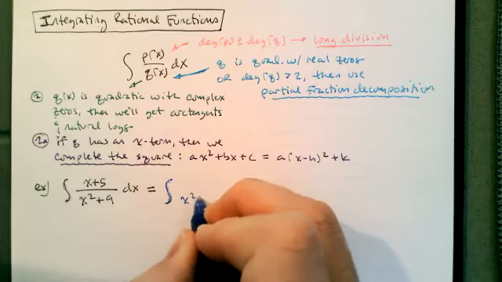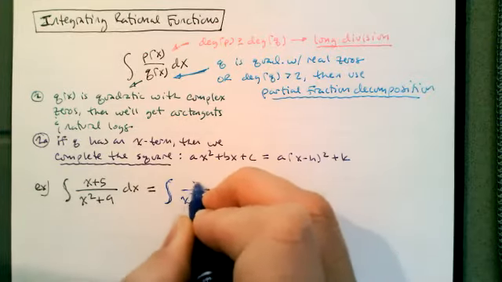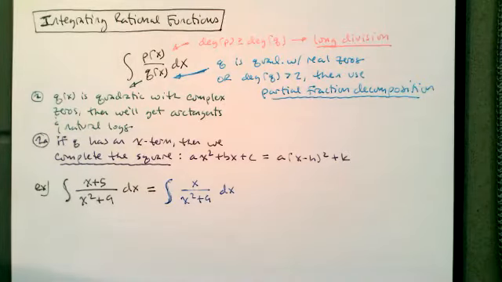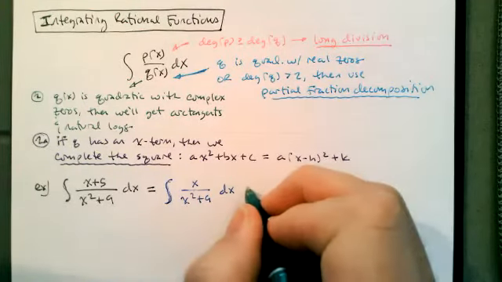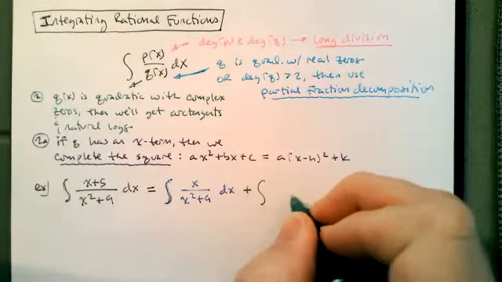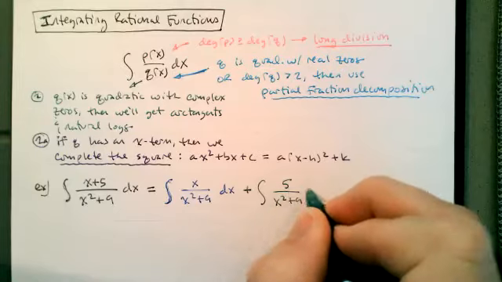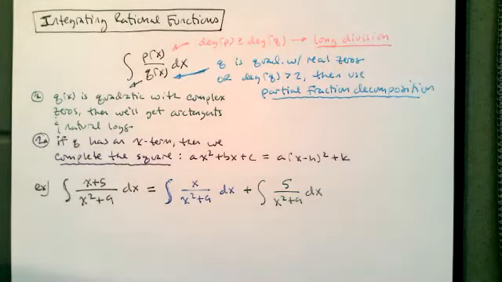So one of our terms is going to be an x over x squared plus 9. And the other term will be a 5 over x squared plus 9. I don't know why I wrote completely new integrals, but that's the way it's going to go today. So this is how we're going to break things apart.